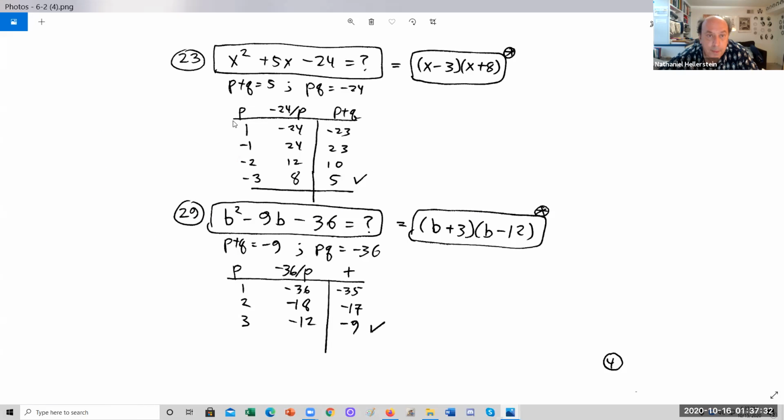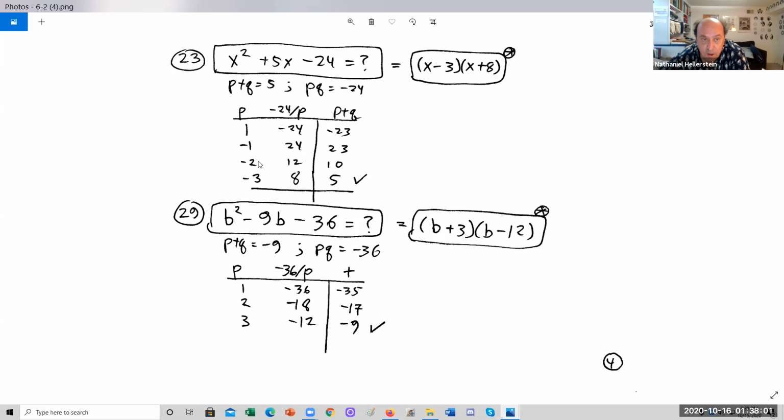All right. X squared plus 5x minus 24 is what? We need two numbers whose sum is 5. The product is -24. Again, we're going to wind up with a flip. If P is 1, then Q is -24 over P, which is -24. The sum is -23, which is the wrong sign. We want a positive, and this is negative. So we flip everything. P is -1, then Q is positive 24, and the sum is 23.